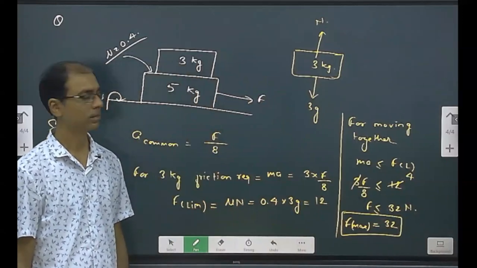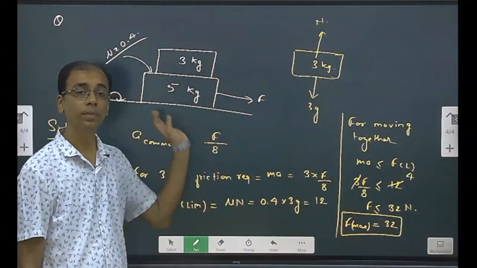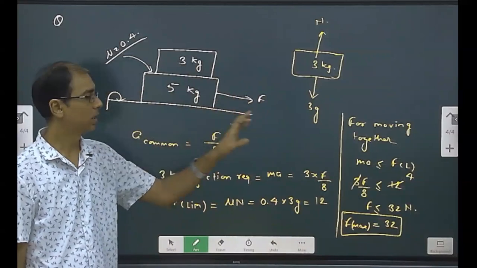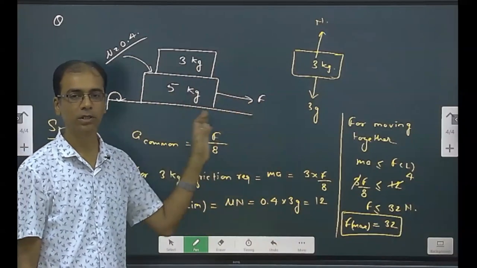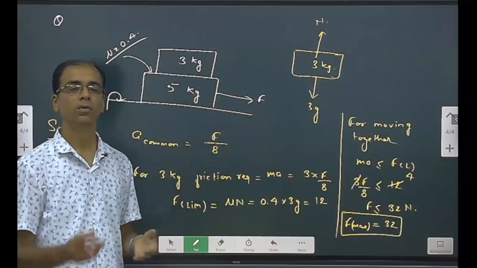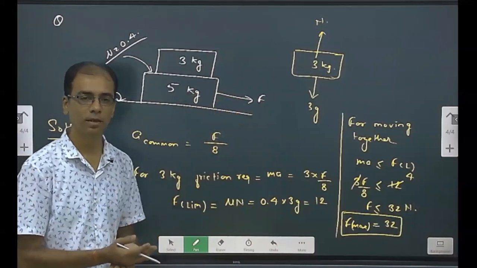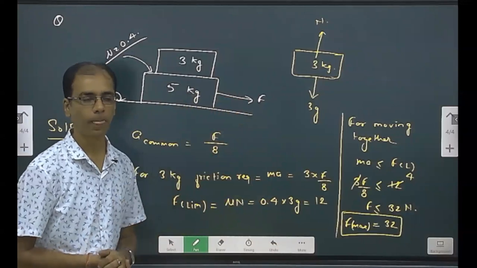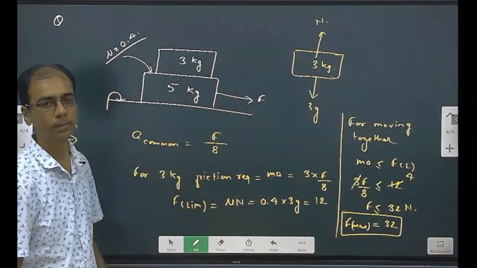Yes, sir. Same thing only, but they asked this force this time. So conditions are same. We are not changing the conditions. This is the same condition. Force of friction required should be less than limiting or equal to limiting. Here also we did the same. Okay, so note it.